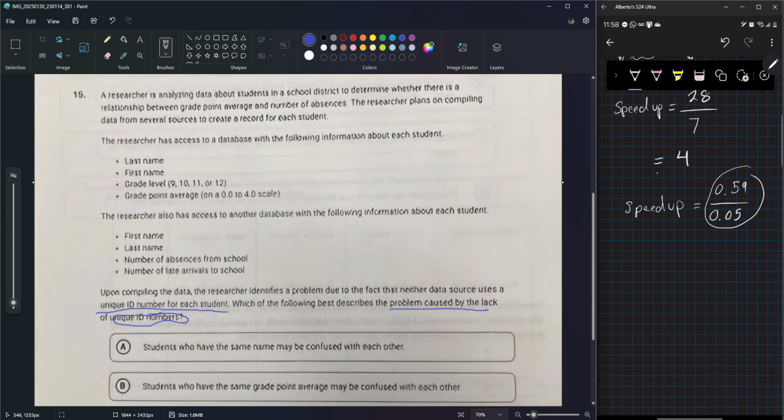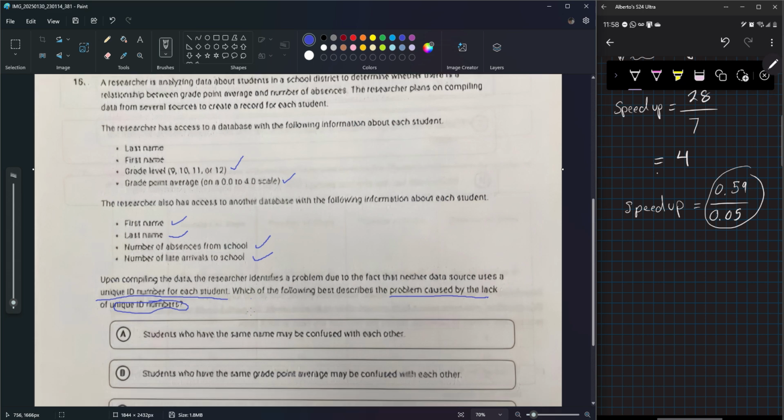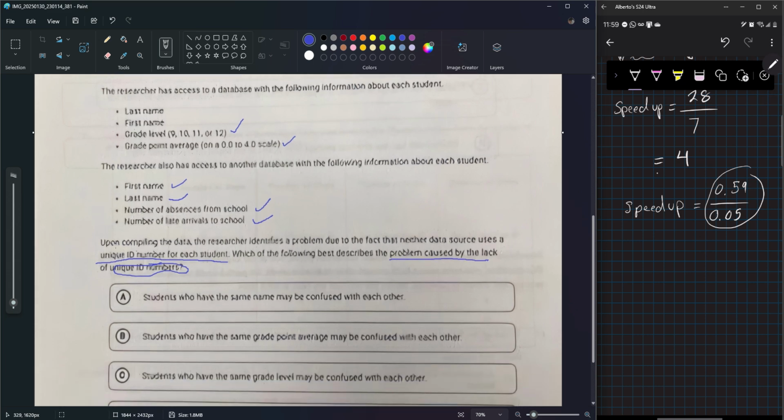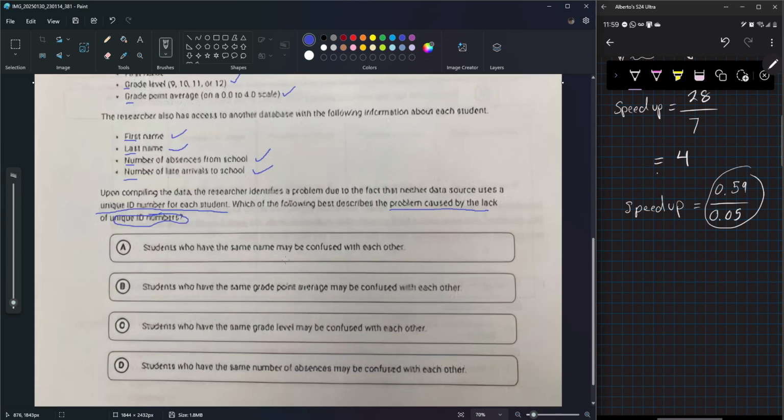Okay, so this is again a very long question. You have grade level, you have GPA, you have absences, and you have late arrivals. You also have first and last name. But you don't have a unique number. So what happens when a person has the same first name and the same last name, and they have the exact same number of absences and late arrivals, and they're in the same grade level, and they have the same GPA? You cannot identify them. So that's the problem.